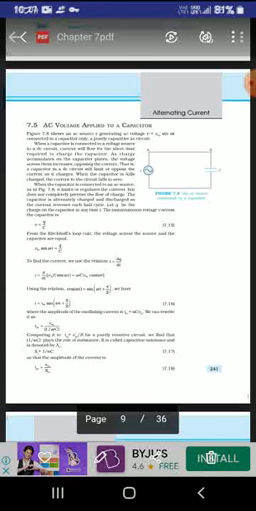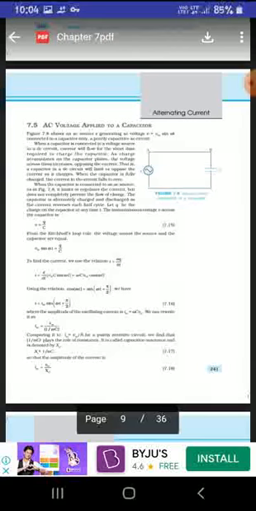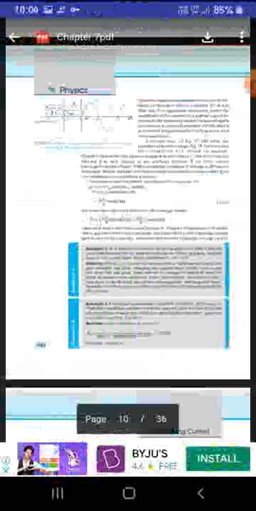So the instantaneous voltage V across the capacitor is V = Q/C. So let V = Vm sin Wt = Q/C. Then dQ/dt = I = WC Vm cos Wt. Using the relation cos Wt = sin(Wt + π/2), we get I = Im sin(Wt + π/2). Therefore Im = Vm / (1/WC), so Im = Vm / Xc is what we get.